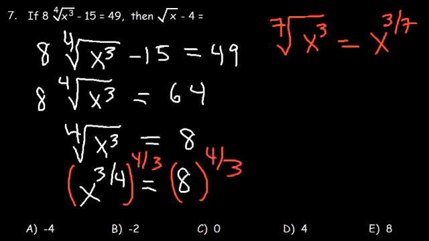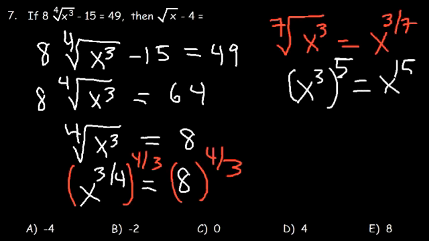So when you raise one exponent to another, you have to multiply. For example, x cubed raised to the 5th power is equal to x to the 15. You multiply 3 and 5. So 3/4 times 4 over 3, the 4's cancel and the 3's cancel. So 3/4 times 4/3 is simply 1. So we have x raised to the 1st power is equal to 8 raised to the 4/3.